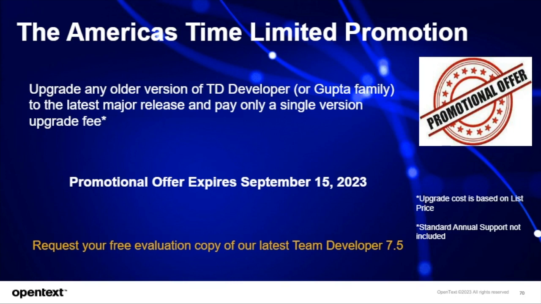As part of that, we have a promotion for any customers that are on an old version, 4, 5, 6, or obviously a subset major release of those versions. We'll offer a single version upgrade fee to come up to the latest and greatest, preferably after you've tested and done an eval of Team Developer 7.5. And this is a promotion that we're going to keep in place until at least mid-September at this time.